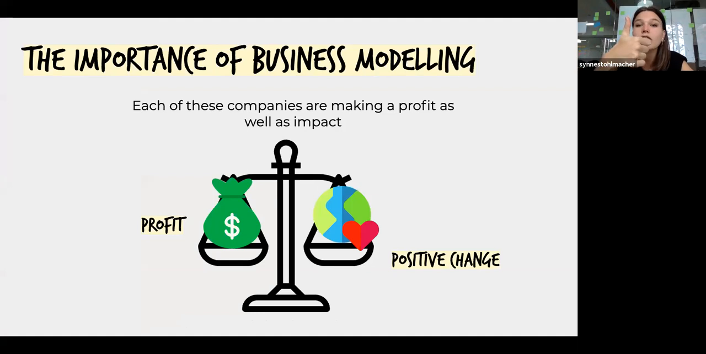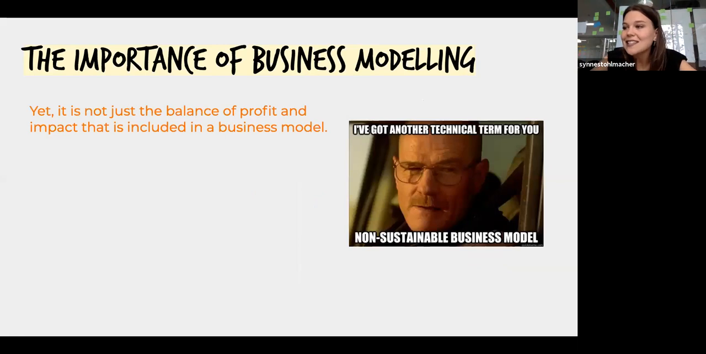The first is the one-for-one. The second one is Pizza Eat, the employment model. Then there's the reuse model. And the last one here is the entrepreneur model. So as you can see, each of these companies is making both profit as well as impact or positive change in the world. Yet it's not just the balance of profit and impact that is included in a business model. There are quite a few other elements that we need to think about.